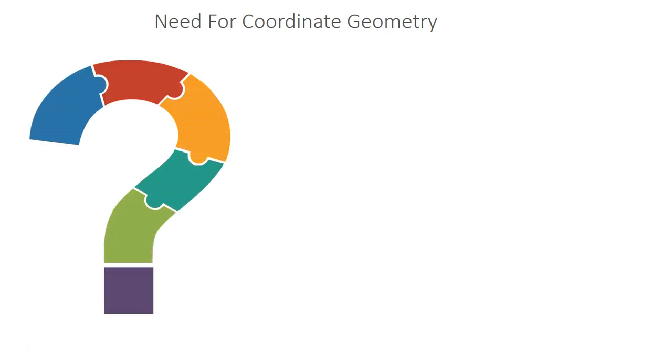Okay, in this section we are going to talk about the need for coordinate geometry. This is going to be one of the important areas in mathematics which you will learn more about in your higher classes. Today we are going to talk about why there was a need for coordinate geometry, where it originated from, and we'll try to understand this through some examples.